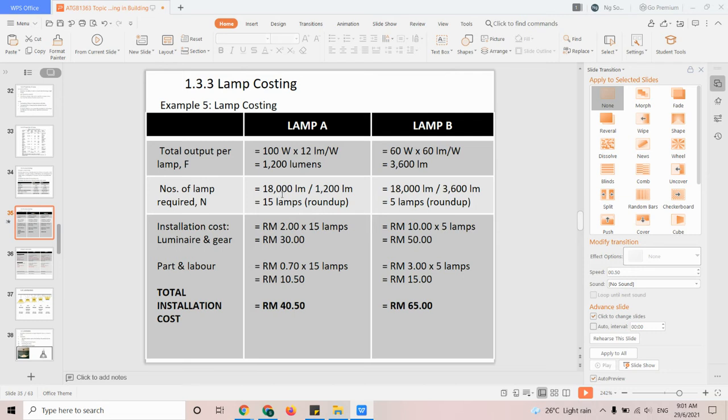Okay, so next, when you have this number of lights, you need to multiply with the parts and the installation cost. You just multiply them together, add them, and you have your total installation cost. This is when you first install the lighting system in your space. So it actually costs this amount of money, which is around 40 ringgit.